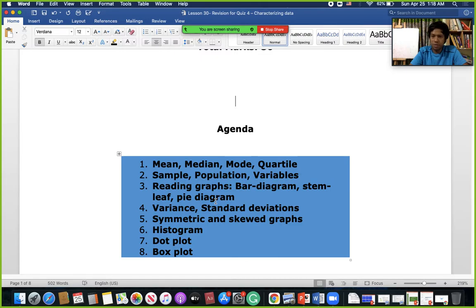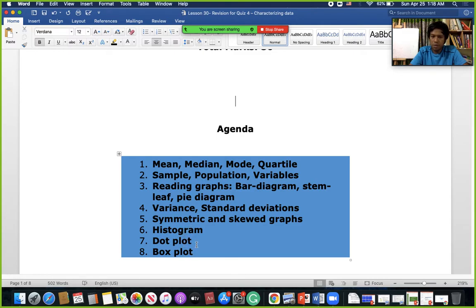All of the questions are from the basic statistics: mean, median, mode, and quartile related questions, sample, population, variables related questions, then reading graphs: bar diagram, stem and leaf, then pie diagram. So these all three of them are related to reading graphs. Variance and standard deviation related questions, symmetric and skewed graphs related questions, histogram, dot plot, and box plot.